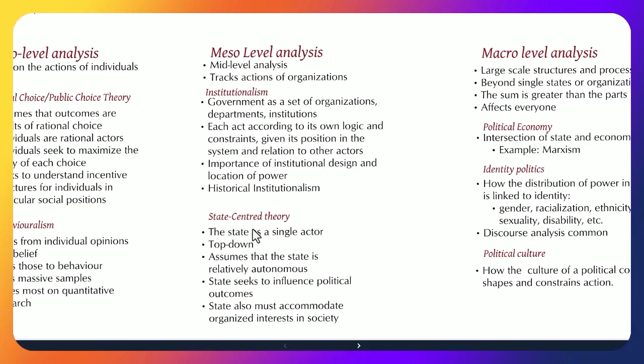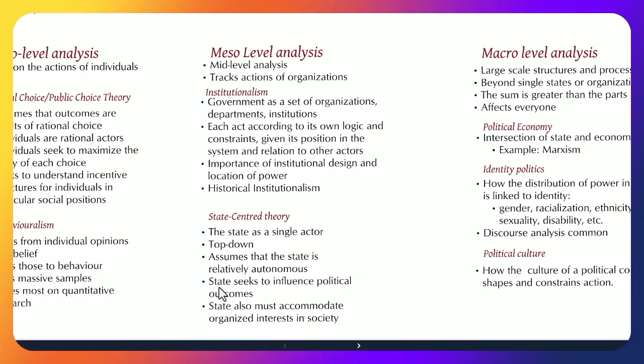Here we're zooming out a little bit more, and now the state is considered a single actor. So you aggregate all those public agencies and crown corporations and everything and treat it as just one unity. And it's very top-down. It assumes that the state is relatively autonomous. It has its own interest that it's pursuing. It can do things. It wants to do things. And that might not entirely be what the voters want. It might be something else. It can coincide with voters, but it doesn't have to.